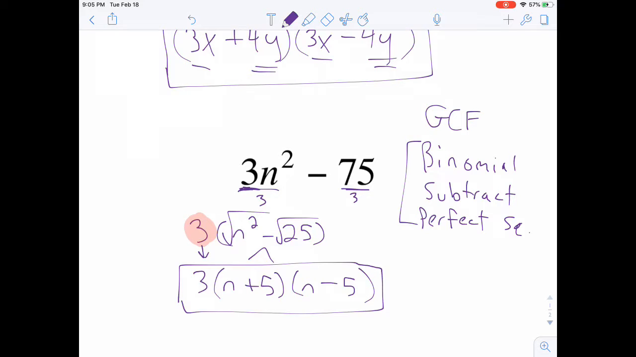However, people don't go through their checklist and they think that they could factor sometimes using difference of perfect squares when we didn't meet all of my requirements.